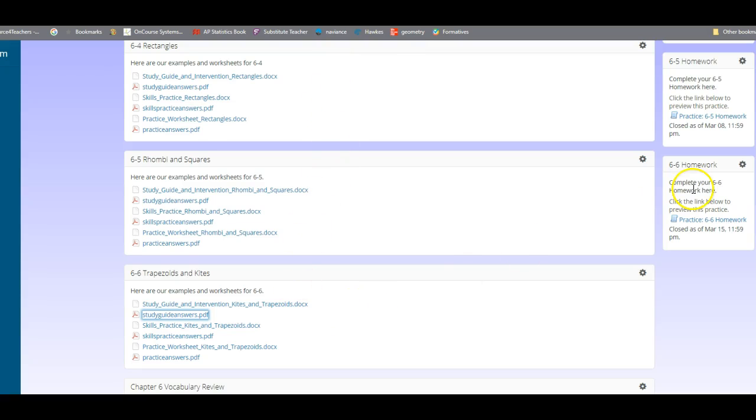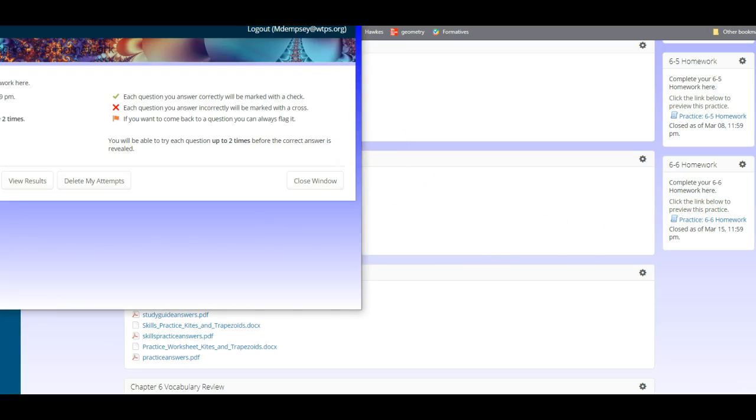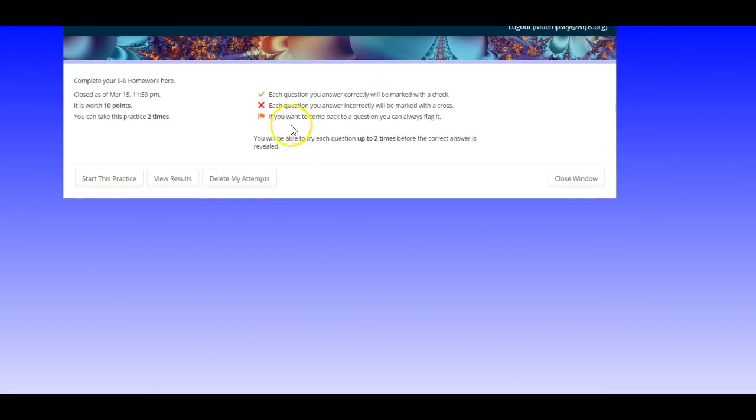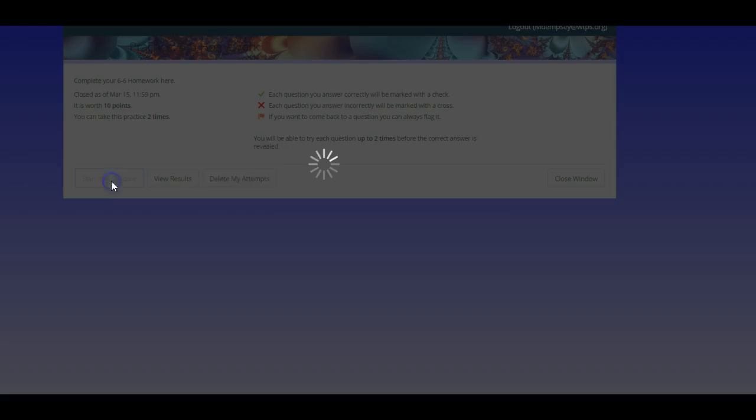Now, homework is off to the side here, but you'll notice it says practice 6.6 homework. The way homework is set up in our class is that it's practice. The purpose of it is practice. It's worth 10 points. They get to take it 2 times.